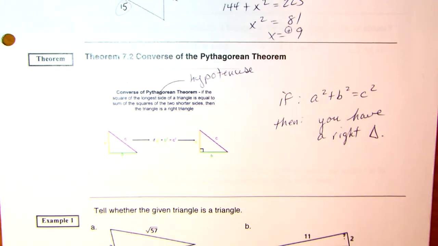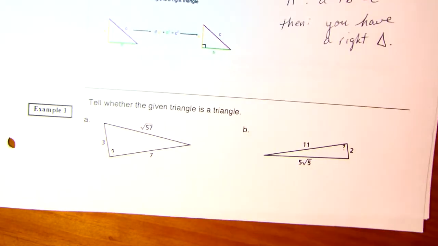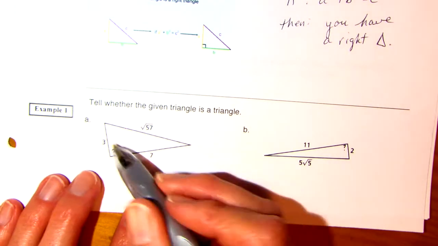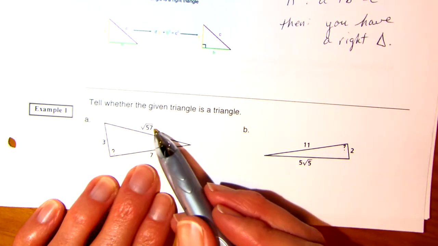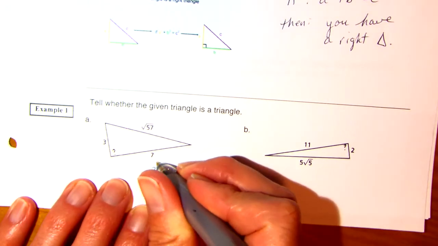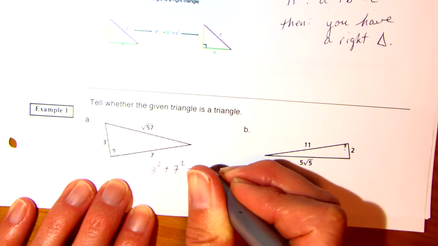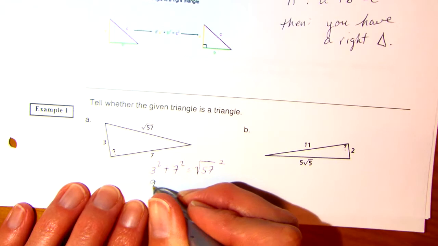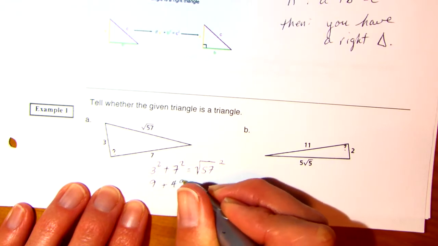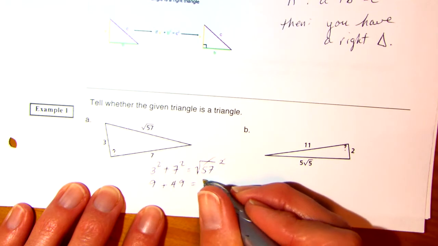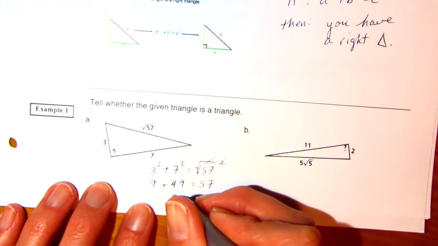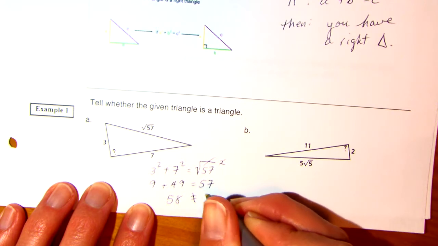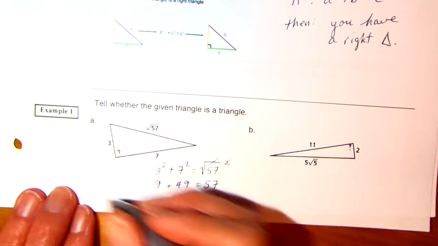Alright, so now if I give you the lengths of the three sides of a triangle, can you tell me if it's a right triangle or not? So we don't know if that's a right angle. So these are my two shorter sides. Remember, 7 times 7 is 49, so that's less than 57. So we have 3 squared plus 7 squared is equal to the square root of 57 squared. 3 squared is 9 plus 49. Remember, a square and square root cancel each other out, equals 57. What's 9 plus 49? 58. Does that equal 57? No, not a right triangle.